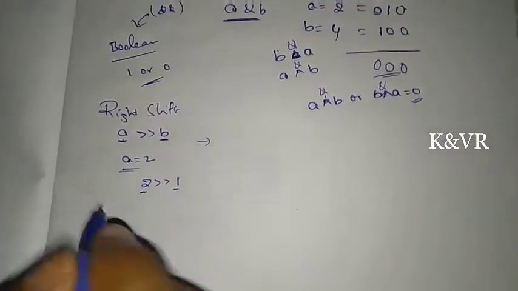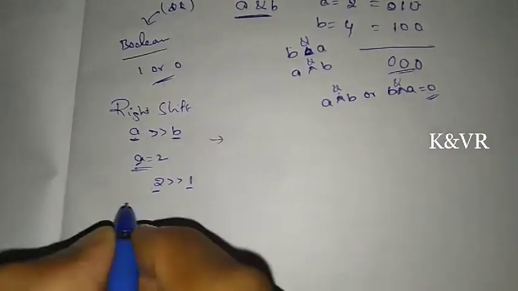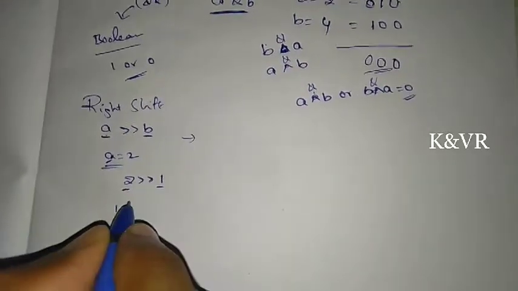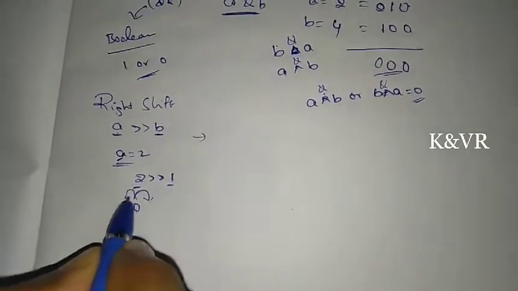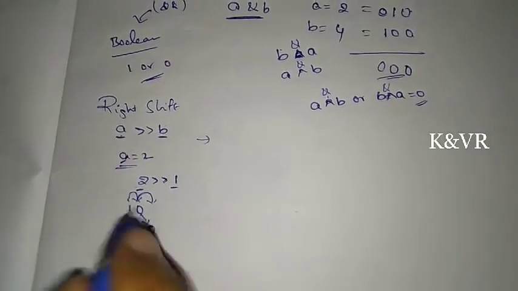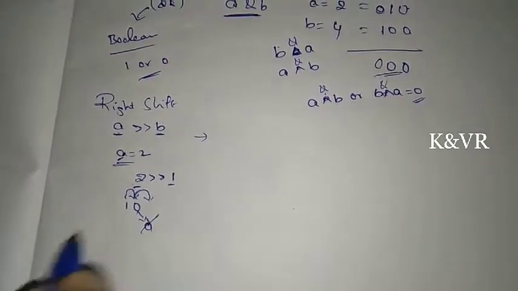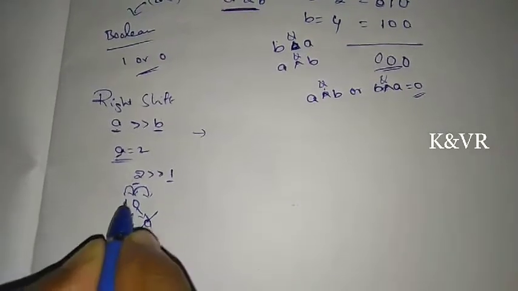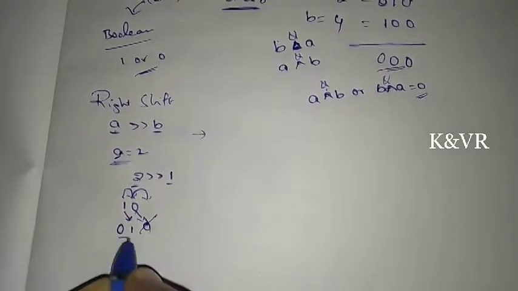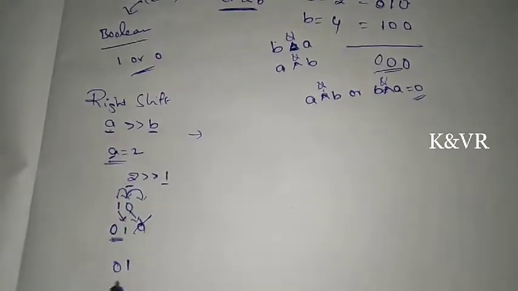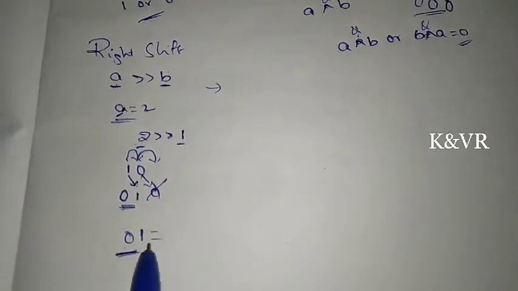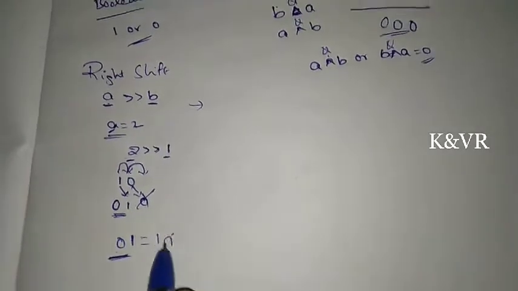First we should represent the value of A in binary format, and shift 1 bit to the right. This 0 is shifted 1 bit rightwards, which means it is eliminated. Here this 1 bit is shifted 1 bit forward, and the remaining is filled with 0, and our output is 0 1. In decimal format, 0 1 means we get 1.